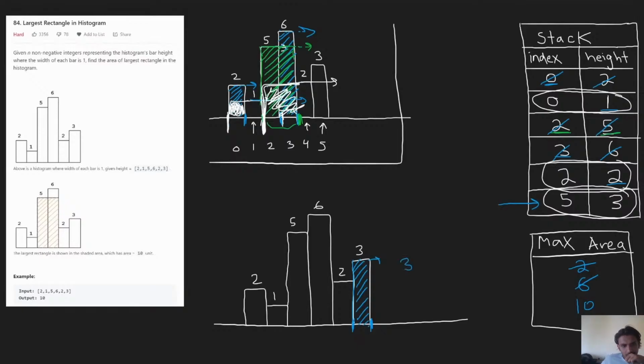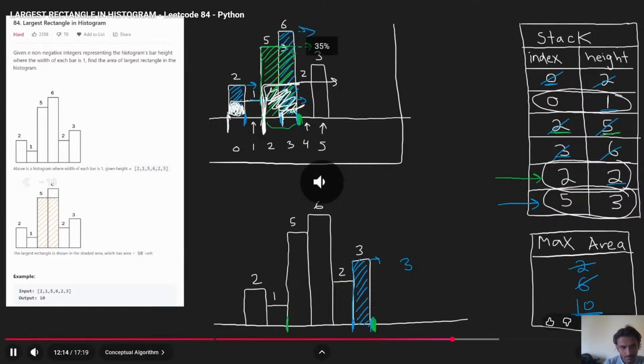Now this area of 3 is not greater than our current max of 10, so we don't update our max. Let's go to the next element in our stack. It's index 2, height 2. That means it started at index 2 over here, and it went all the way to the end of the histogram, and it had a height of 2. So that means the width was 4, the height was 2. 2 times 4 is 8, right?